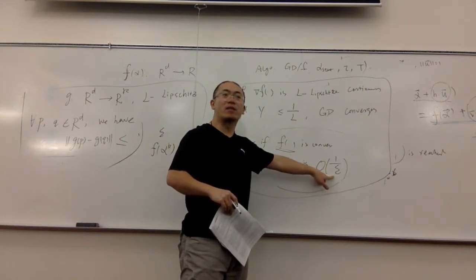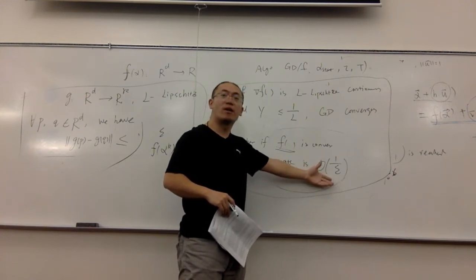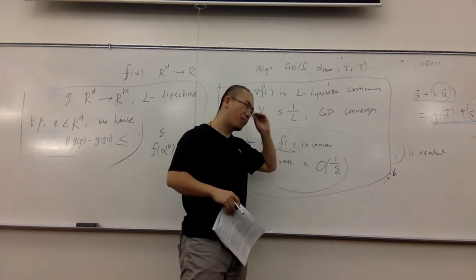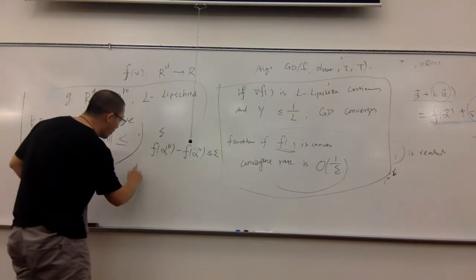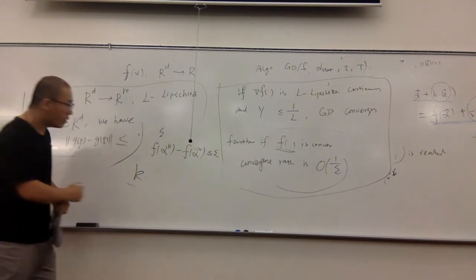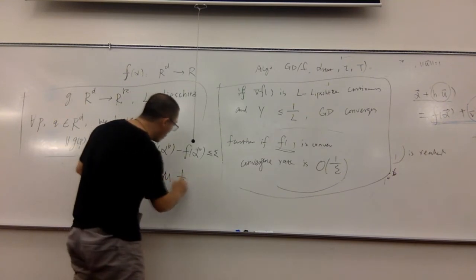So what does big O mean? Upper bound. Yeah, it's an upper bound. It comes from the data structure course. Basically it means that the number of updates k is upper bounded by some constant m times 1 over epsilon.